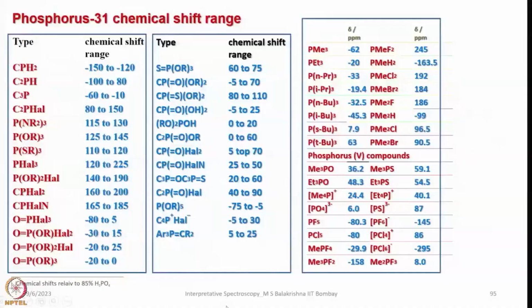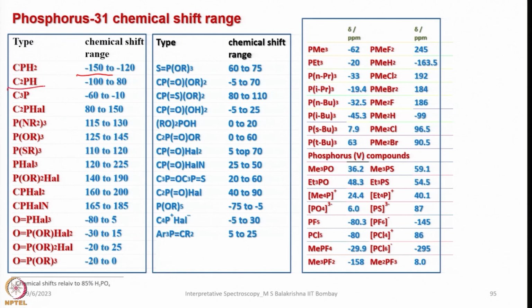Let me now continue from where I had stopped, and let us look into the extensive list of chemical shift range for various groups shown here in the slide. You can see here, in case of primary phosphine, where we have one alkyl or aryl group on phosphorus and two hydrogen atoms, the range will be -150 to -120. That means they are highly shielded.